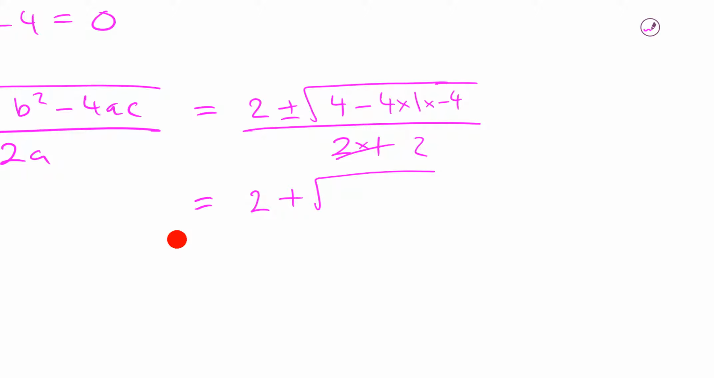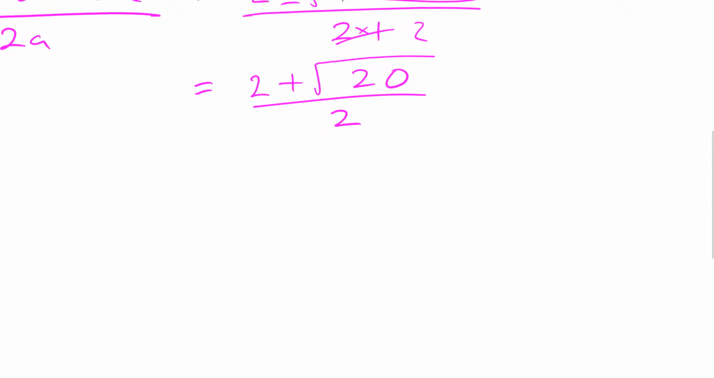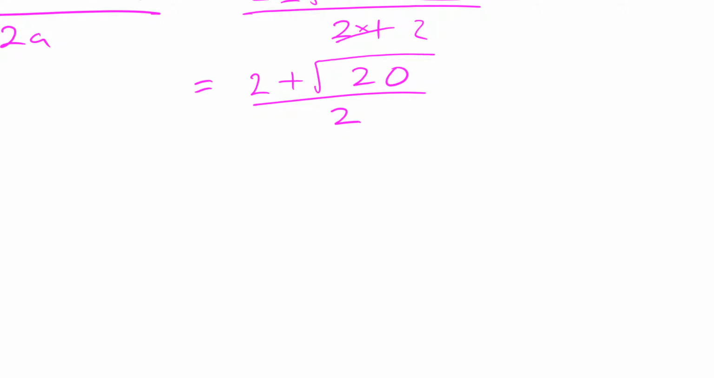The stuff inside the square root would be 16 plus 4, which is 20. Because 4 minus 4 times 1 times minus 4 is plus 16, and it's already got a 4. So 4 plus 16 is 20, over 2. And then can you cancel the 2s out?